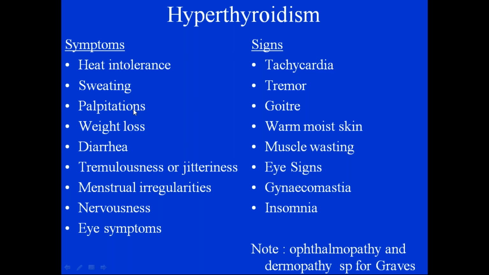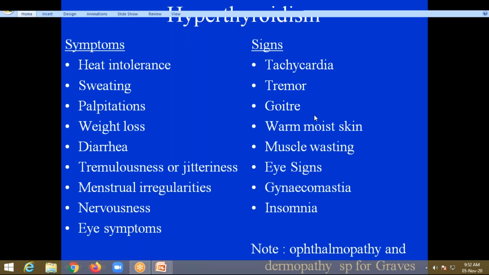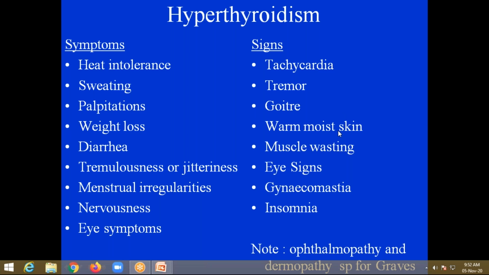in this hyperthyroid. The signs are tachycardia. We had bradycardia there, we will have tachycardia here. Tremor will be there, the patient will have goiter. There, the patient had dry skin. We'll see warm skin due to the excessive sweating. Muscle wasting will be there, eye signs, gynecomastia, and insomnia. So all these signs will be seen in hyperthyroid.